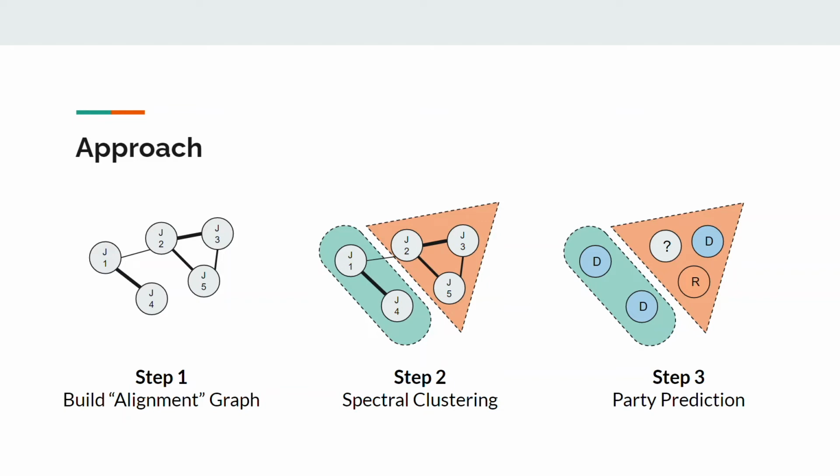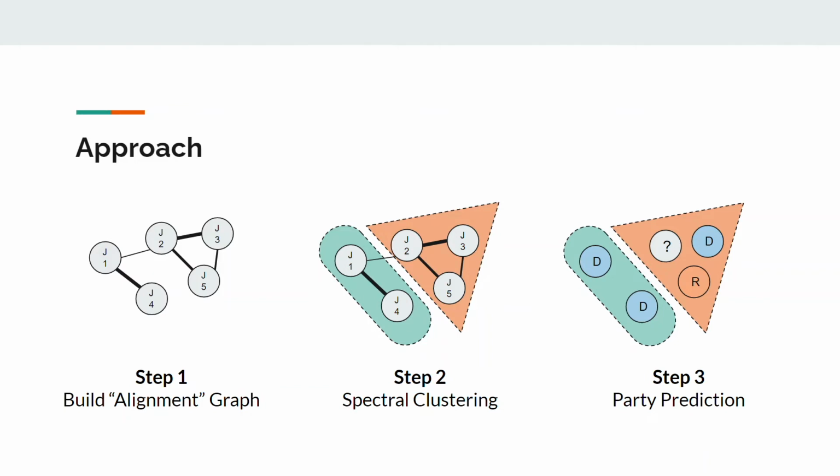And the reason why we've done that is because for two justices that have never voted on the same opinion, it's very hard to assess how aligned they are in terms of voting behavior. Alright, so step 2 of our approach is to run a spectral clustering algorithm on each of the graphs that we've built. In this case, the spectral clustering algorithm has decided to put Justice 1 and Justice 4 in the same cluster, and Justice 2, 3, and 5 in the second cluster.